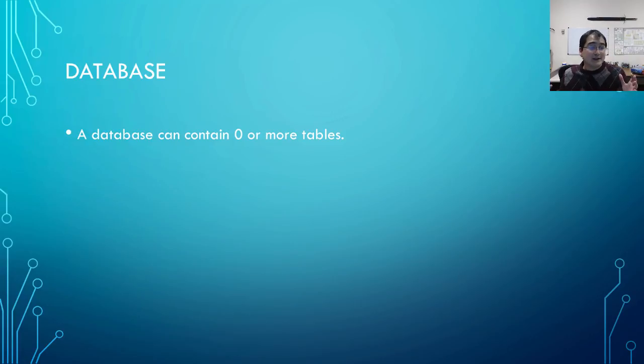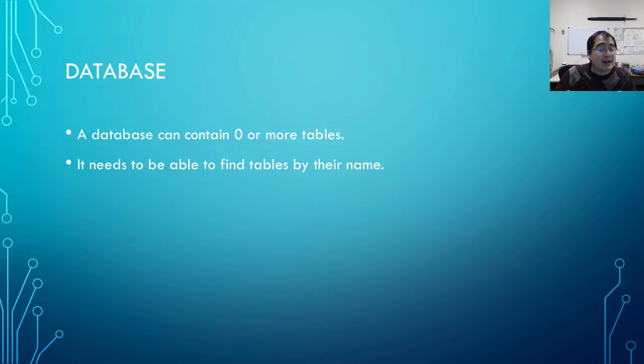So a database can contain 0 or more tables. And the important thing to note about a database is that you need to be able to find tables by their name. We have a table named grades in a particular database. We need to be able to find it by name, so we can say things like insert into grades or select from grades and so forth.